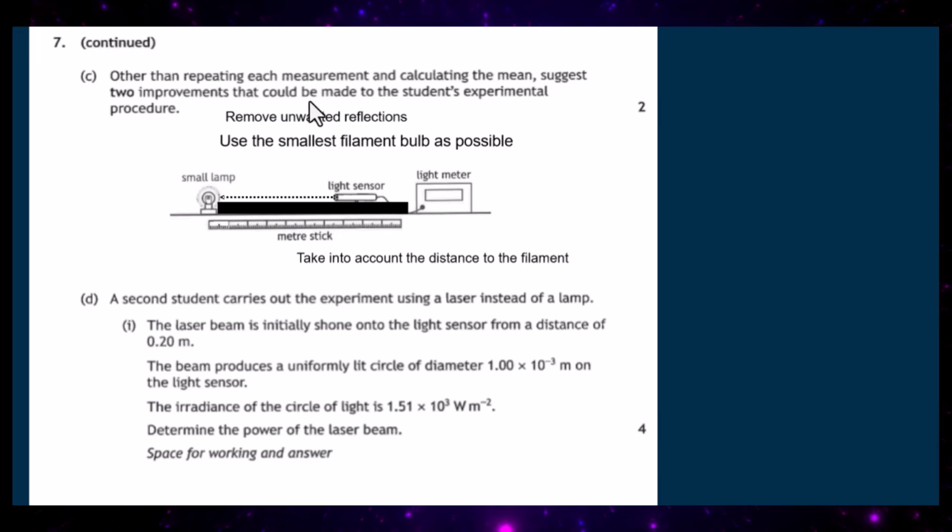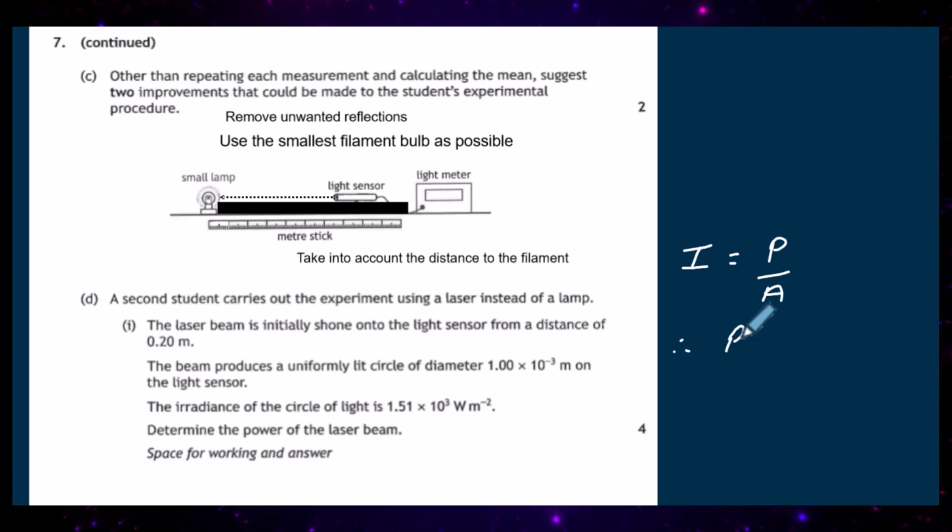Well, we know the equation we're going to use for this. The irradiance of any radiation source is equal to the power falling upon a particular area. So irradiance is power over area, and we can rearrange that to give us the power. The power is equal to the irradiance multiplied by the area. So that's our working equation. Now we know the irradiance, that's this value down here, 1.51 times 10 to the power 3. All we have to do is work out the area of the actual beam.